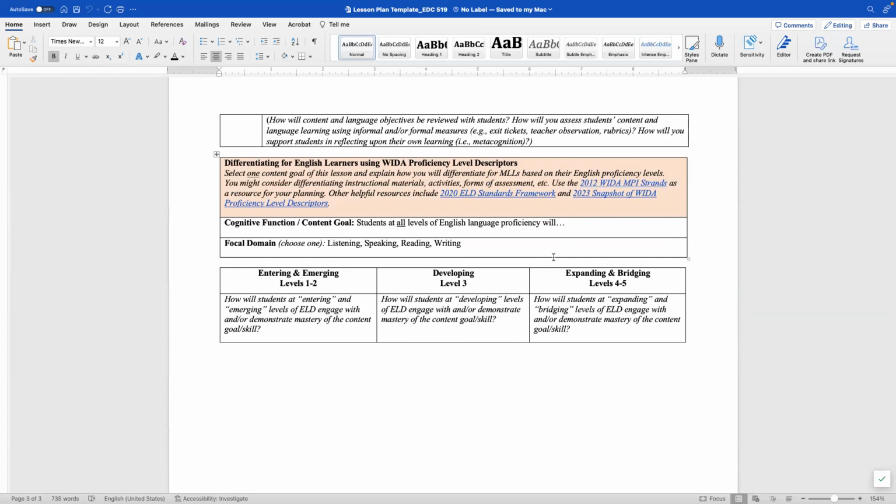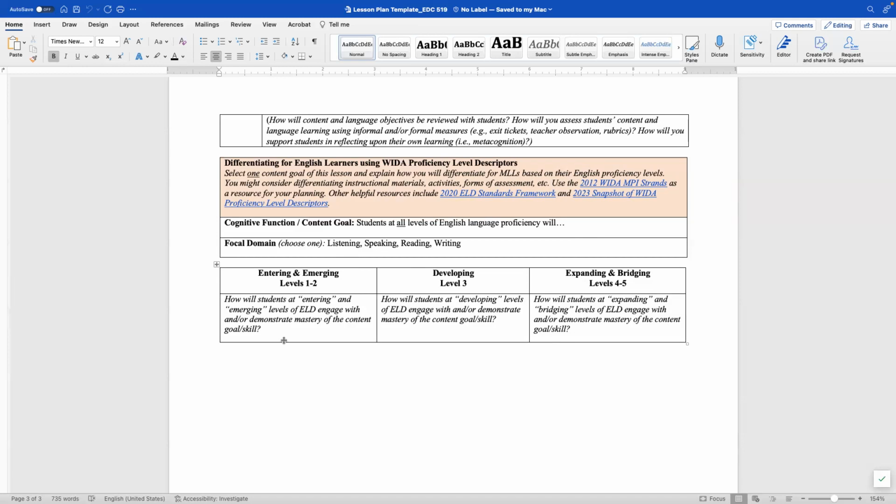And here you're thinking about what students at all levels of English language proficiency are doing, what your expectation is in terms of content goal, or what we also sometimes call cognitive function, what the focus domain is for that work, and then how you would differentiate that for students who are at entering and emerging levels of English language development, developing levels of English language development, and expanding and bridging levels of English language development.